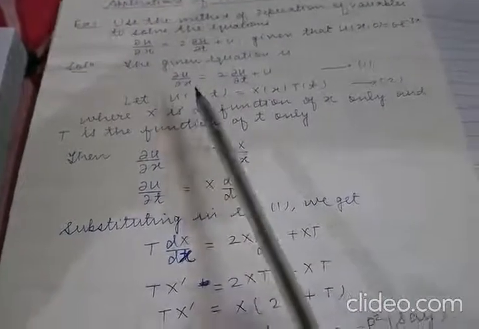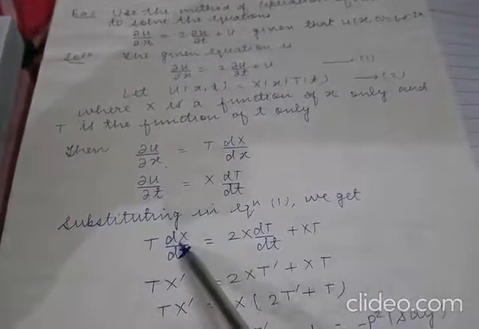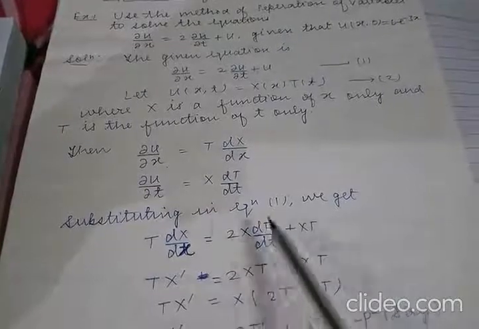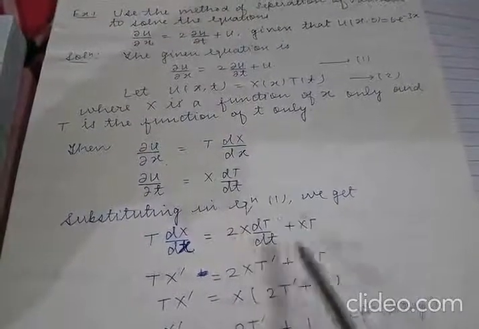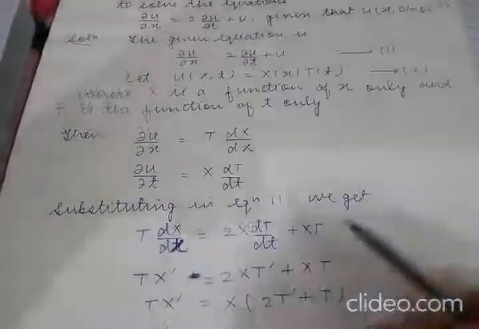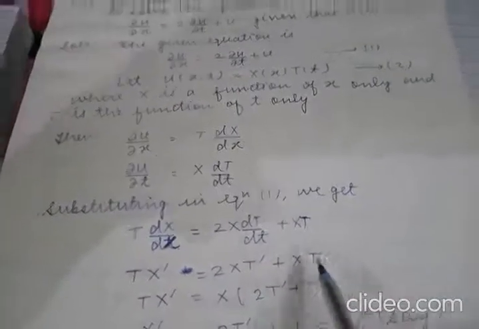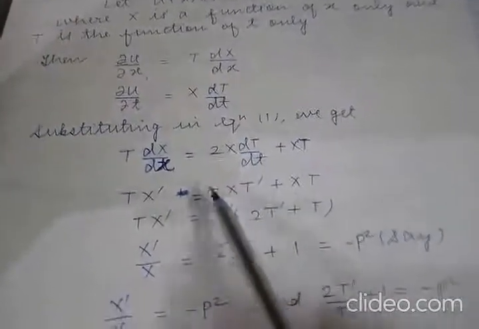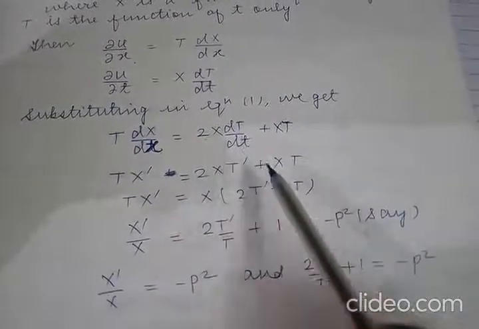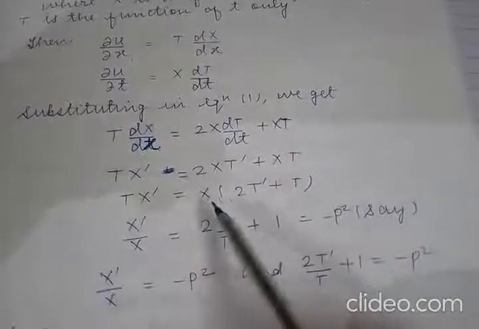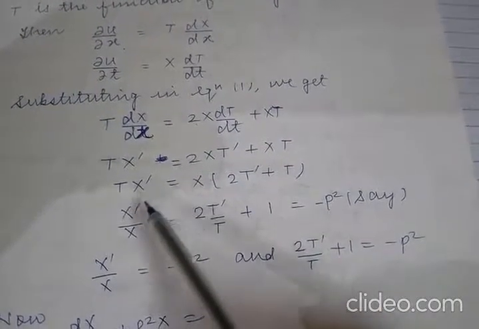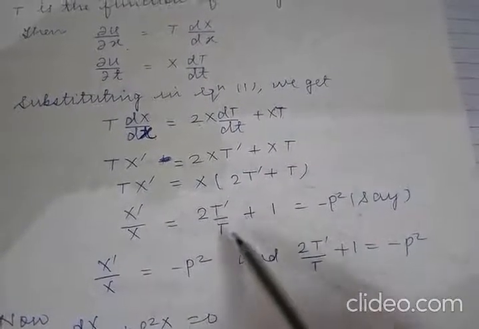So here del u upon del x is replaced by T dX upon dx, and 2 del u upon del t is equal to 2 X times dT upon dt, plus u, where in place of u we have replaced X into T. Here dX upon dx will be X dash, so it will be T X dash is equal to 2 X T dash plus X T. T X dash is equal to X times 2T dash plus T. Here X dash upon X will be 2T dash upon T plus 1.